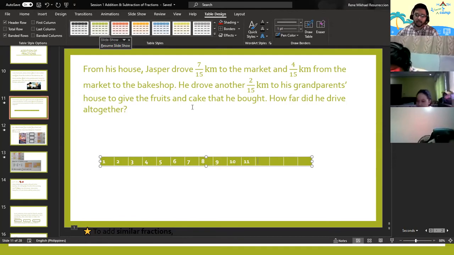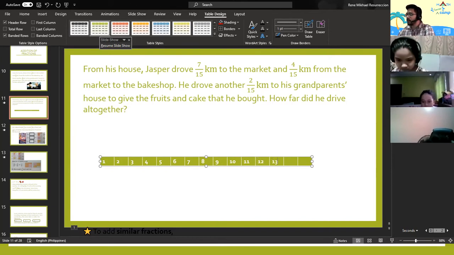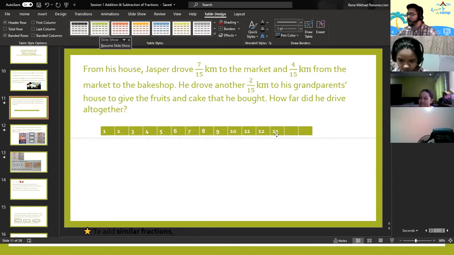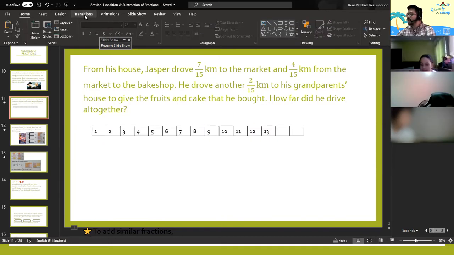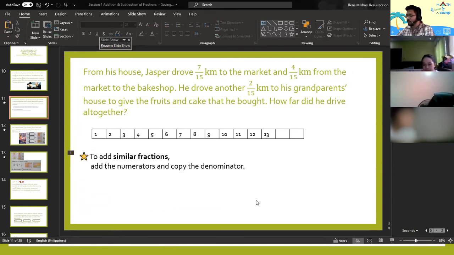And lastly, how many more? 2. Yeah. Thank you, Santi. And 1, 2. So tama nga yung sagot ni Santi, 13 out of 15. Ayan, 13 out of 15. So that is the illustration ng pag-add ng fractions.